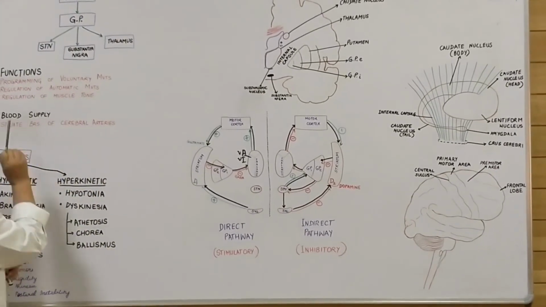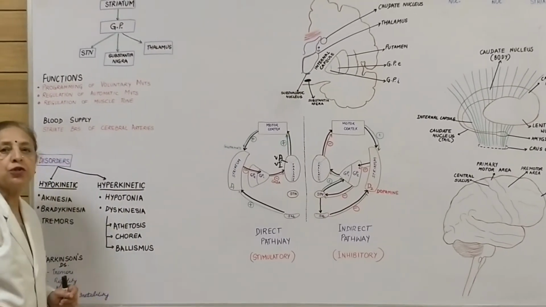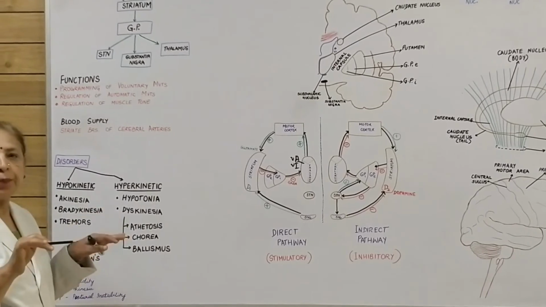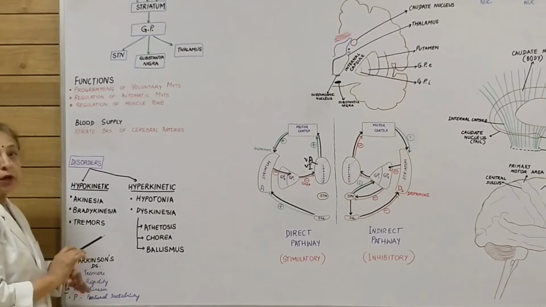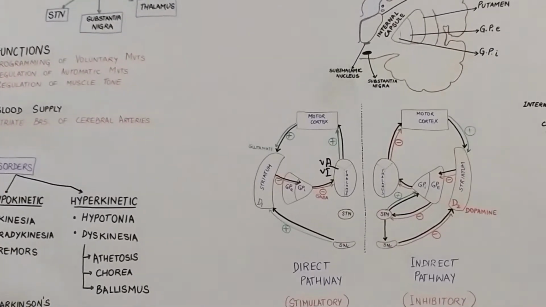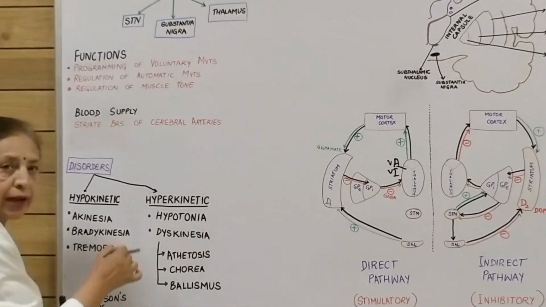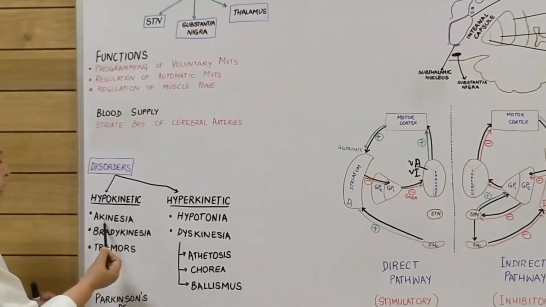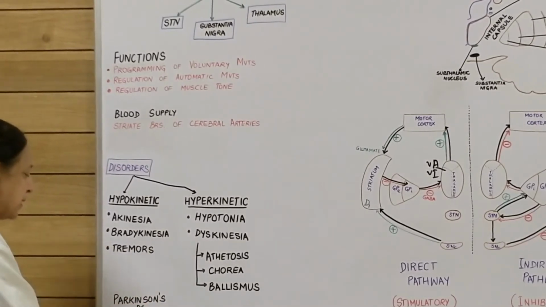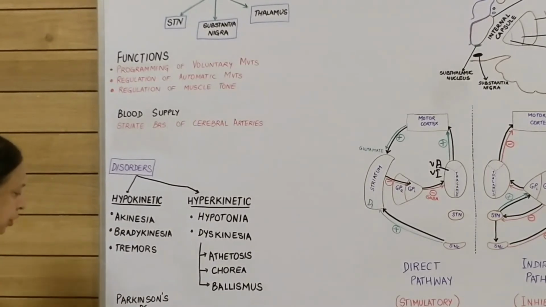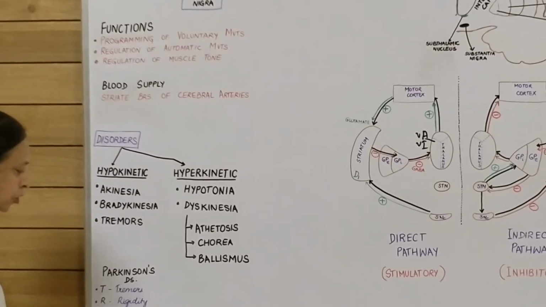Now the blood supply to the striatum comes from striate branches of the cerebral arteries traversing through the perforated substance. What are the disorders? Now the disorders have to do with the movements only. So either these movements will be hypokinetic or hyperkinetic. In hypokinetic, there may be akinesia, bradykinesia and tremors, and the best example is that of Parkinson's disease, in which there are tremors, there is rigidity, there is akinesia and postural instability.